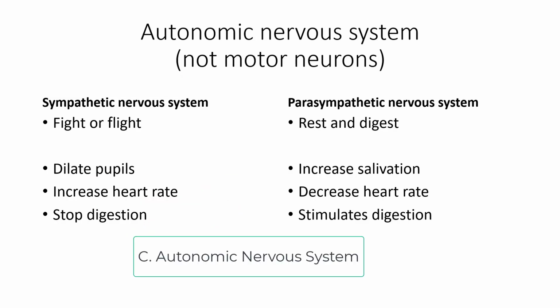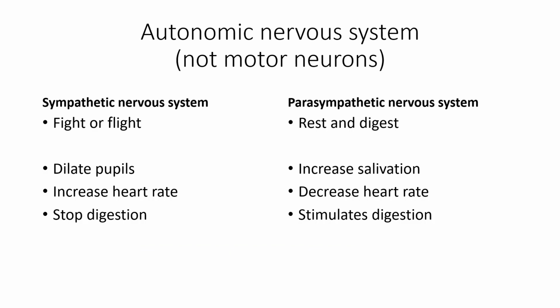The autonomic nervous system is not motor neurons. It's going to be other types of neurons that are going to be innervating smooth muscle, glands, and other organs. And these can be divided into the sympathetic and parasympathetic nervous system. We're familiar with the sympathetic nervous system, the fight or flight or freeze response. That is generally in regards to a threat. The pupils dilate, the heart rate increases, and digestion will stop.